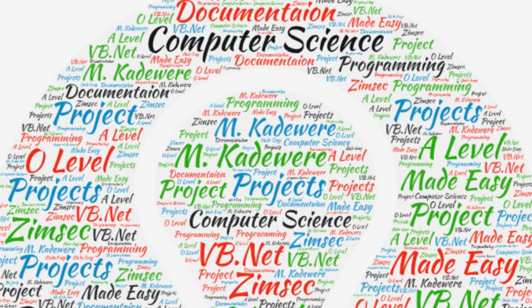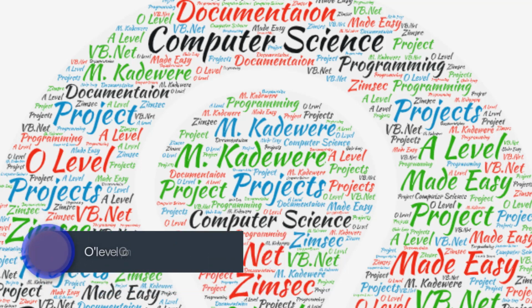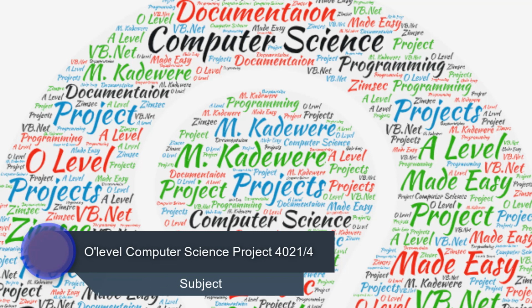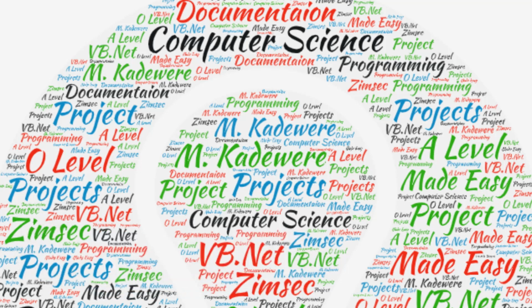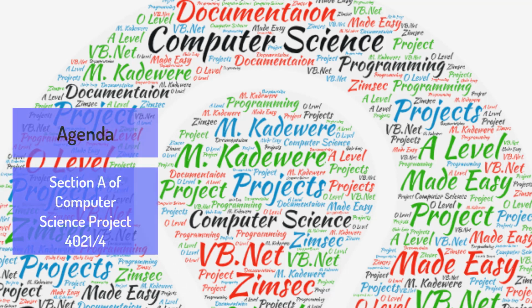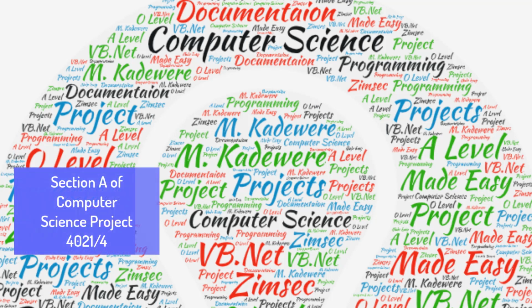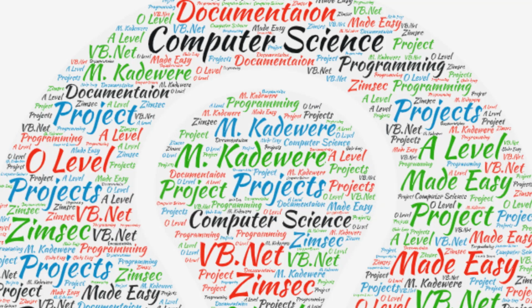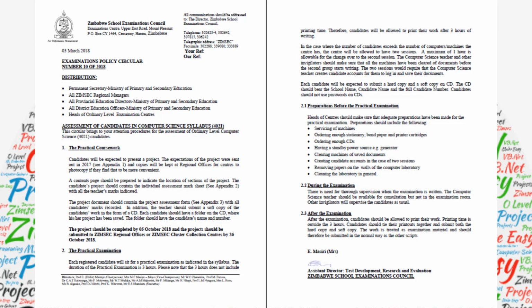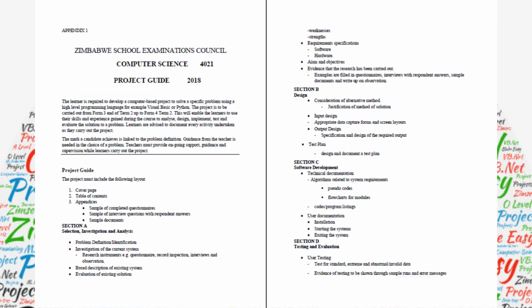So in these computer science project tutorials, you'll be learning almost everything you need to know to successfully create a complete project. Today's agenda is to explore section A of the project, which is the initial stage called investigation and analysis. Before we begin, my assumptions are that you are familiar with Microsoft Office packages and you also know your O-level computer science syllabus requirements, especially the project guide section.